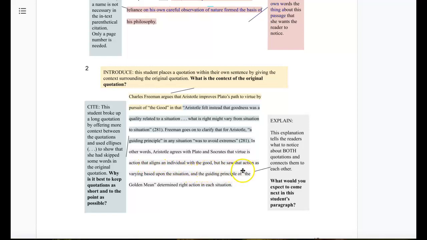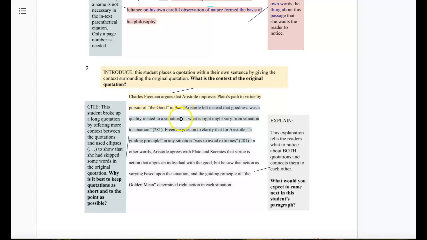with the good, but he saw that action as varying based upon the situation, and the guiding principle of the golden mean determined right action in each situation. Let's talk about this. This student places the quotation within their own sentence by giving the context surrounding the original quotation. What is the context of the original quotation? In other words, when Charles Freeman says these things, in what context? What is he talking about? Answer that question here.